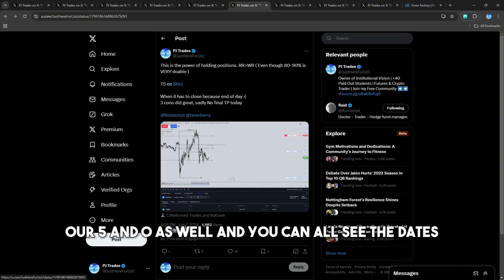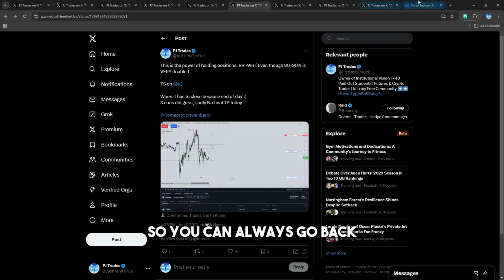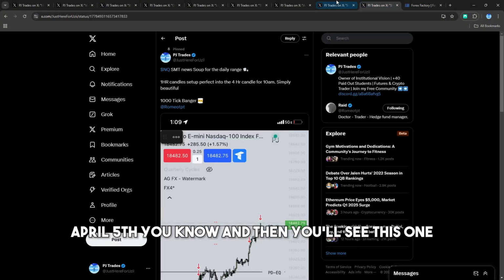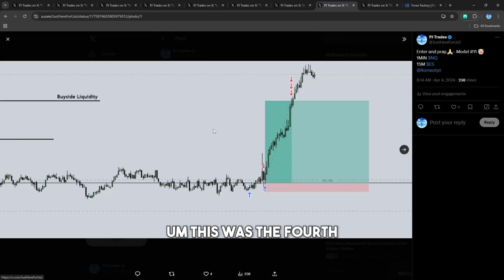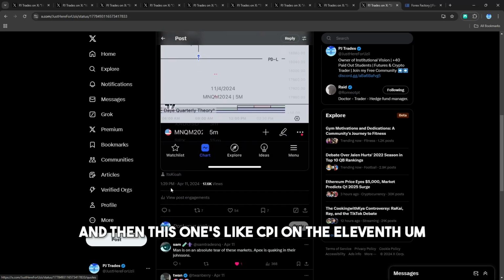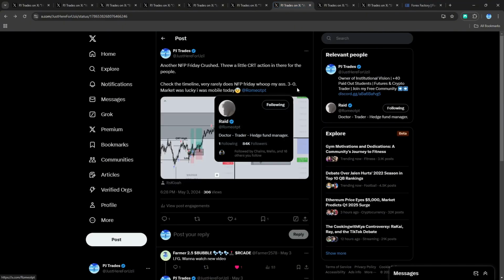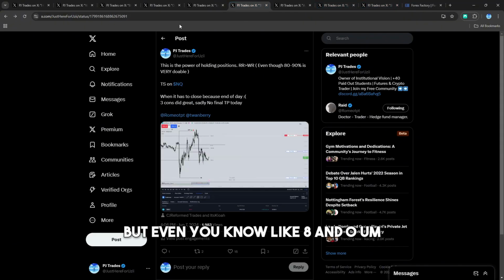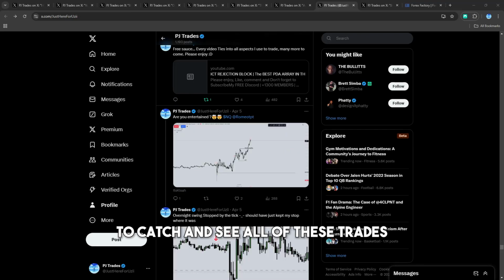And you can all see the dates with every single one of these I post, so you can always go back on Forex Factory, check, right, April 5th, and then you'll see this one. Well, this was the 4th, but either way, right, and then this one's like CPI on the 11th, and then 3 and 0 here. I couldn't find some of the other ones, right, but even, like 8 and 0, or 8 and 1 break even, but either way, let's continue on with the video and get into how I was able to catch and see all of these trades. I'm not going to leave you hanging.